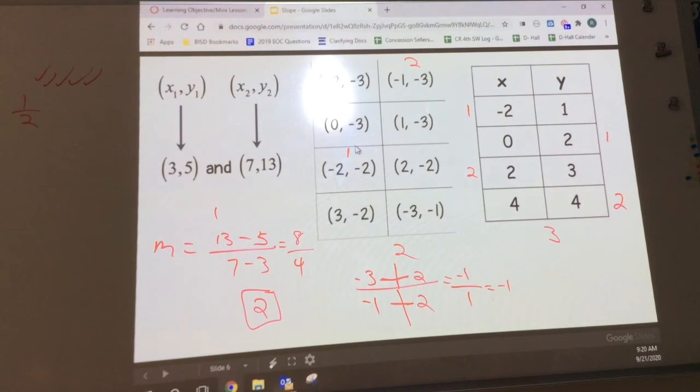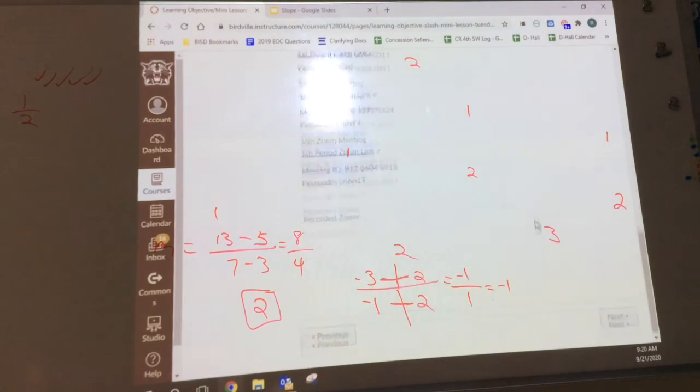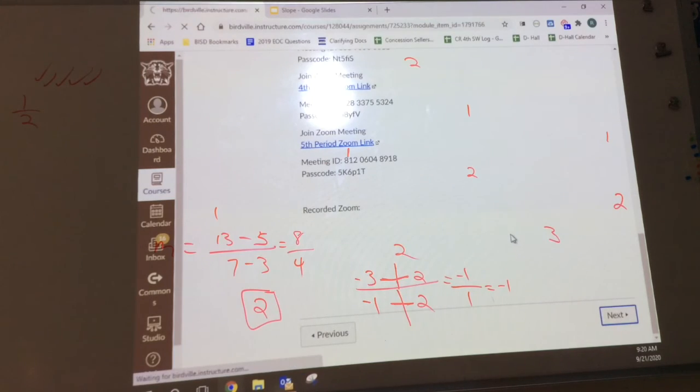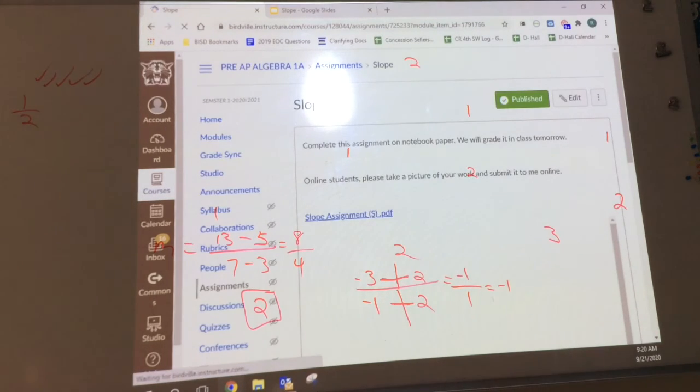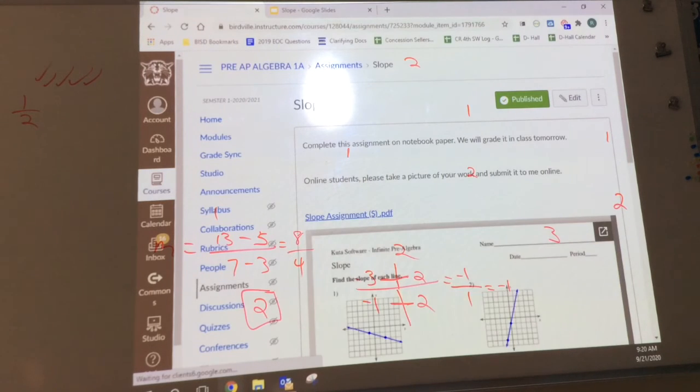Let me talk about your homework assignment real quick. I know that time is running out. Bear with me. Let me go over this to make sure you understand it. Okay, for your assignment, online students are going to submit it face to face. We're going to do it on notebook paper, and then we'll grade it again in class like we did last week. Does that make sense? I think that was helpful. If you guys don't like that, talk to me and we'll discuss it.